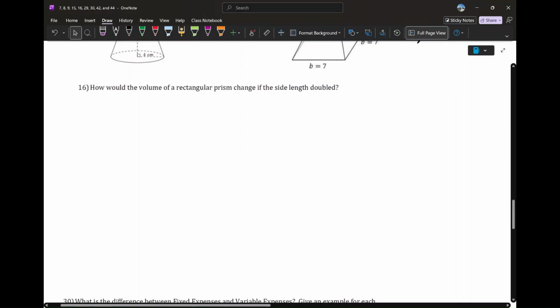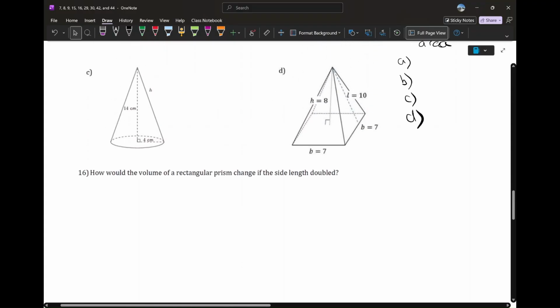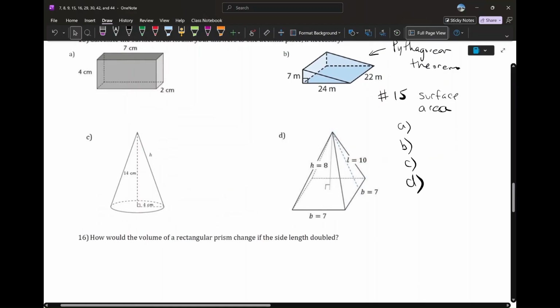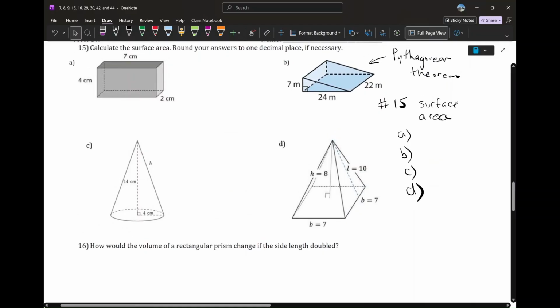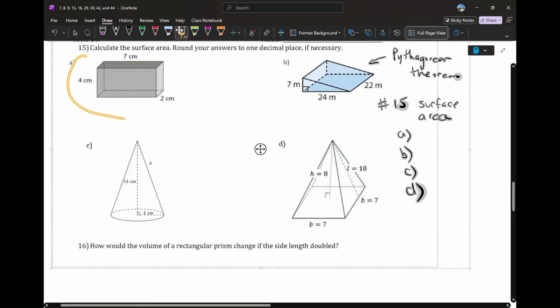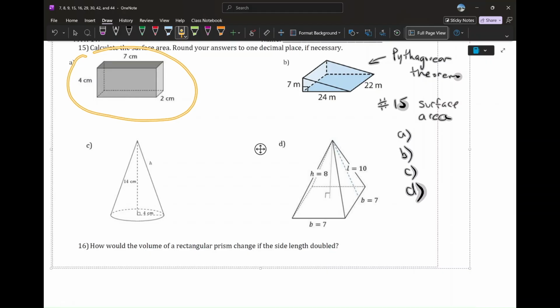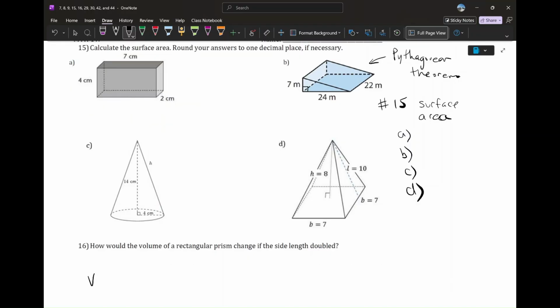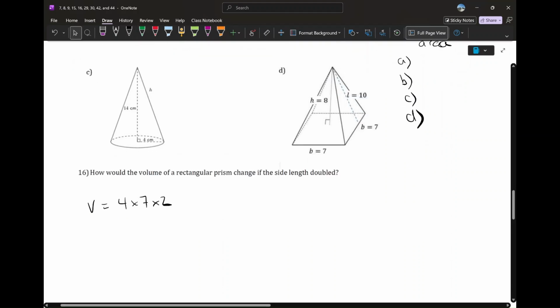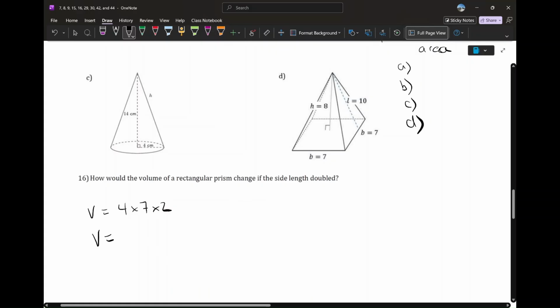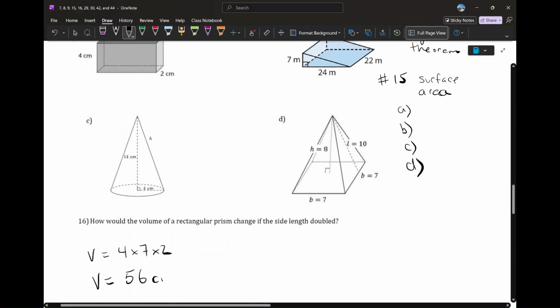So question 16, how would the volume of a rectangular prism change if the side length doubled? So simply, you can take a rectangular base prism, find out the volume. So find the volume of this. Maybe 4 times 7 times 2. And that'll be 28 times 2 is 56 centimeters cubed.